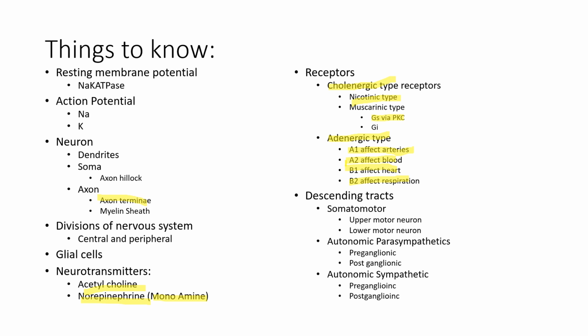You have the descending tracts. So we have somatomotor, which you have an upper motor neuron and a lower motor neuron. You have the autonomic parasympathetics, which have the preganglionic and the postganglionic, and the autonomic sympathetic, which is, again, pre and postganglionic.